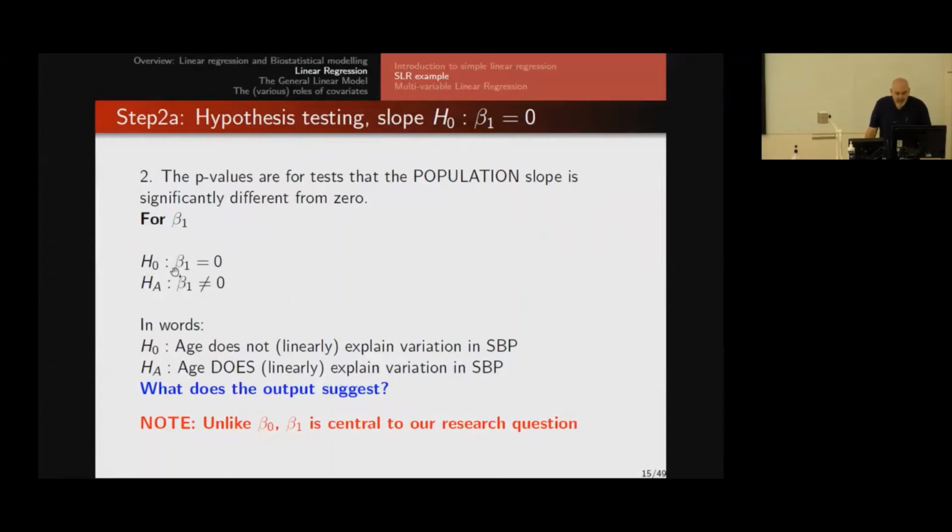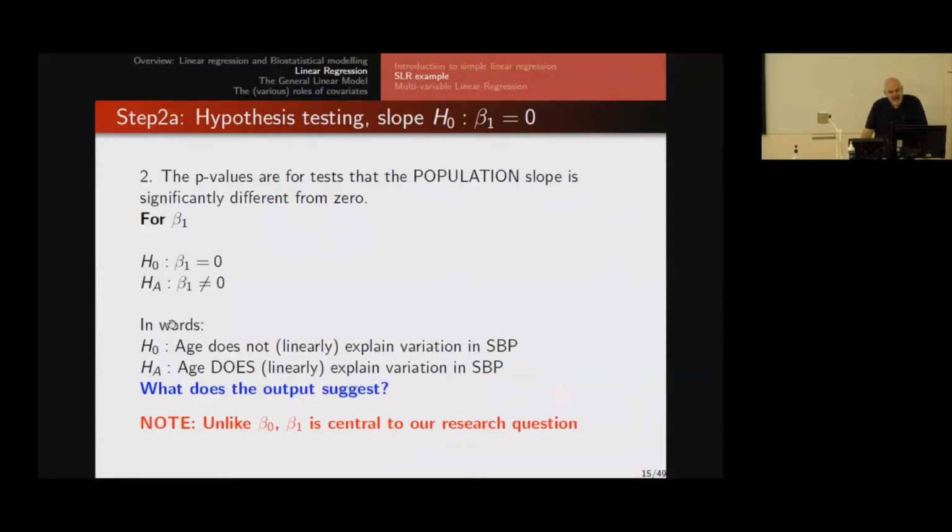So our null hypothesis is beta 1 equals 0. Now, what does that mean in words? Age does not linearly explain variation in SBP. Now, I could say it's not linearly associated with it, but that's a weaker statement. That just means correlation. Remember, with regression, we can talk about causality. We can use words like explain, okay? Association does not imply explanation.